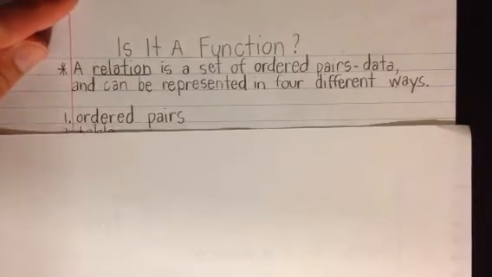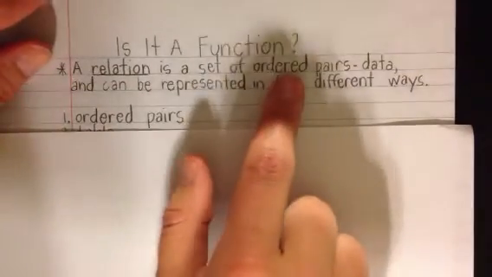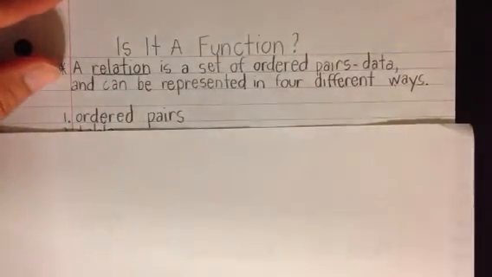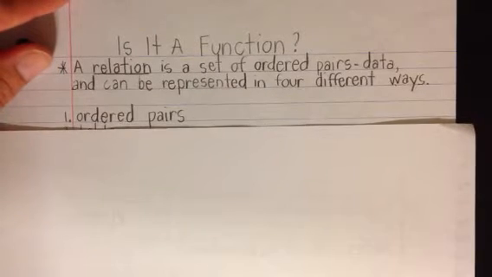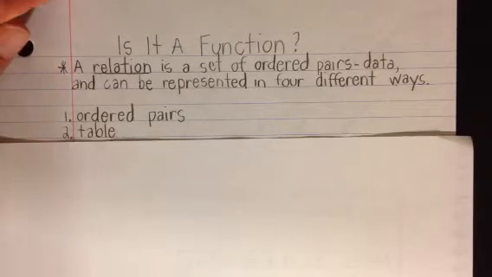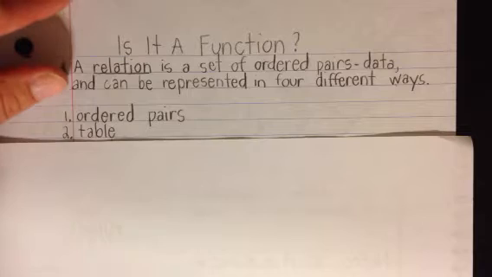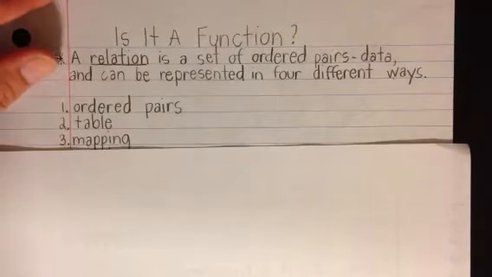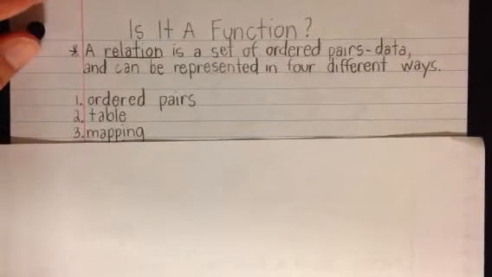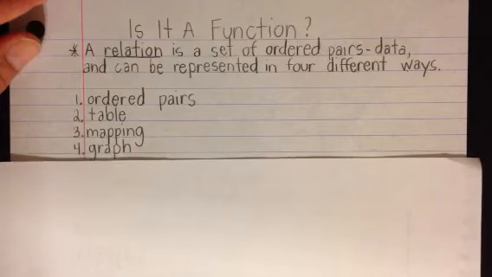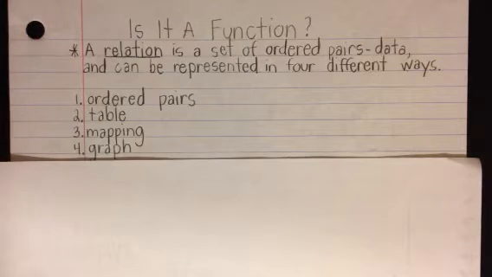The first way is ordered pairs, which we just talked about. The second way we represent relations is a table. And third, we have mappings. And last but not least, sometimes we use a graph.